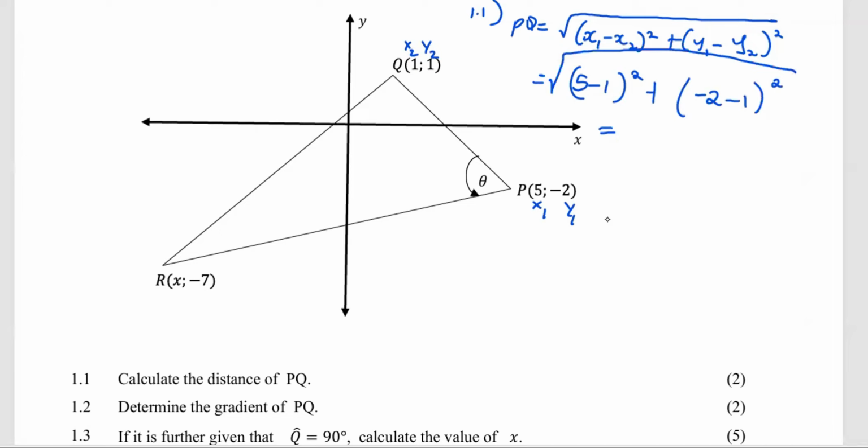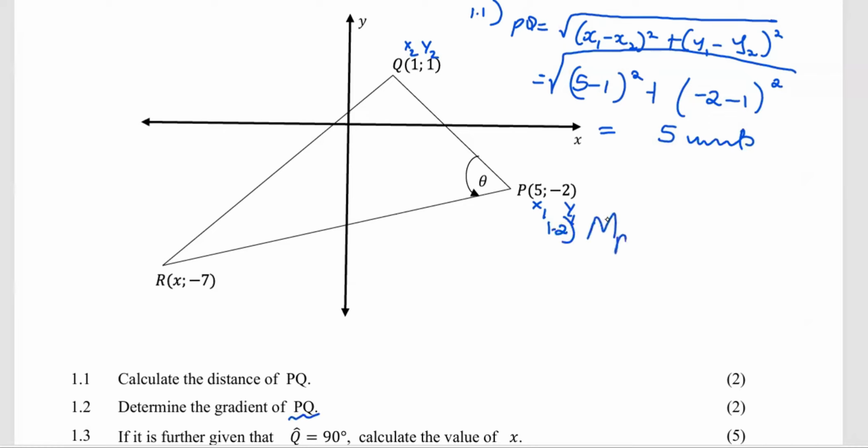Okay, so when I punch this into the calculator, I'll have that. Then I'll have that, which gives me just 5 units. Okay, so that is 5 units for the distance of PQ. Then 1.2. Can we find the gradient of PQ?